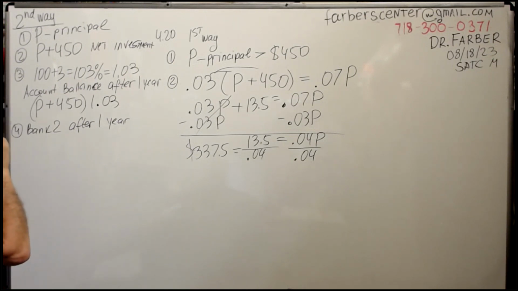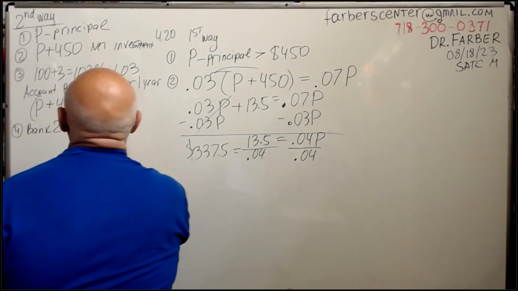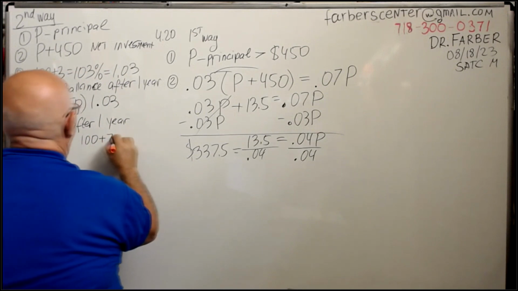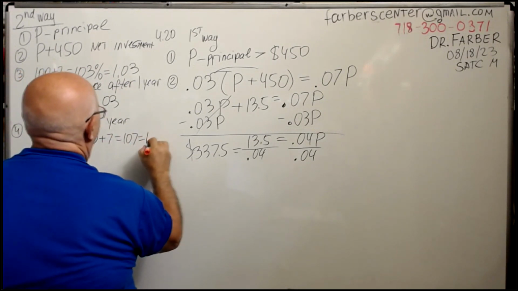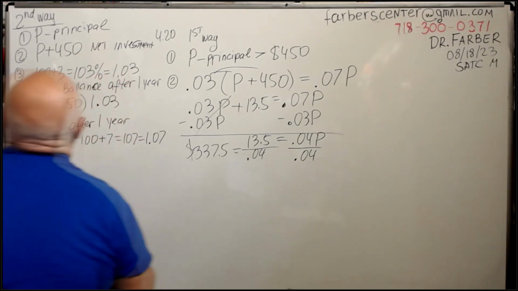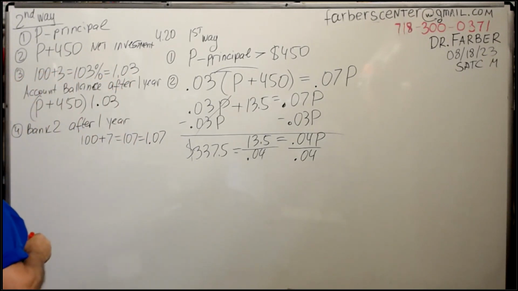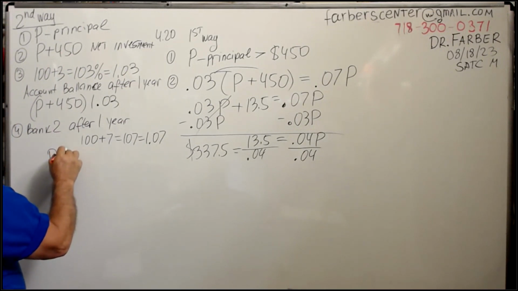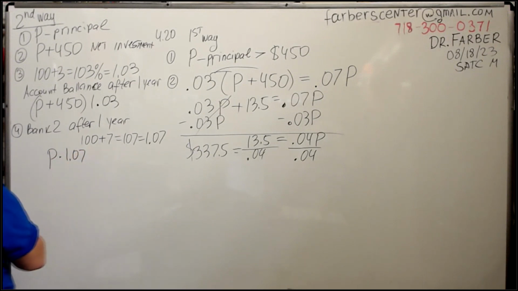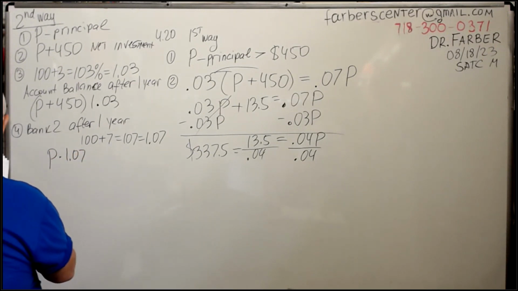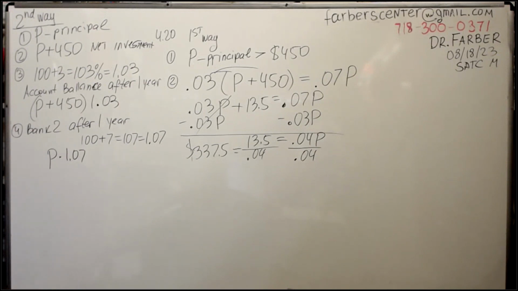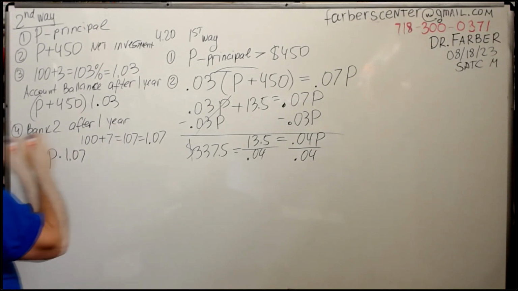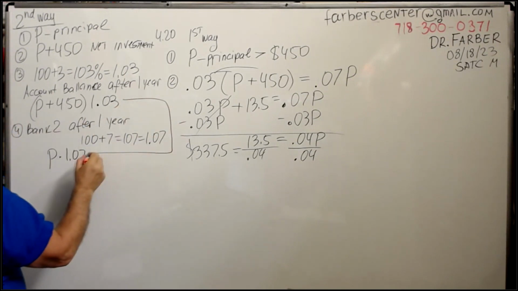Since it was 7%, and you write like we did here, 100 plus 7 is 107, or 1.07. I'm talking about the balance after 1 year. And 1.07, you multiply by the principal. Now, you can easily make this equal to this because of this business rule. This must be equal to this.